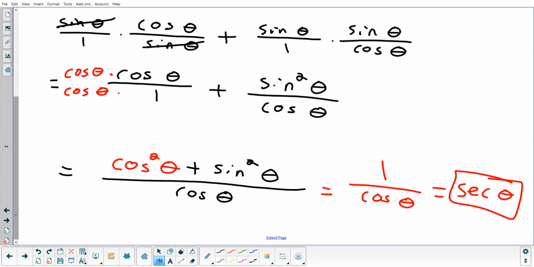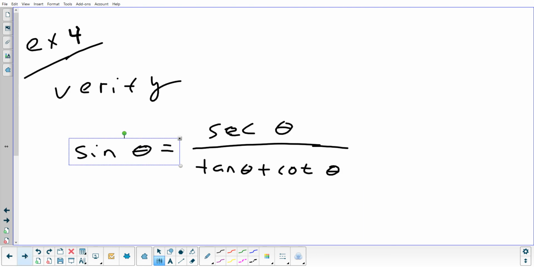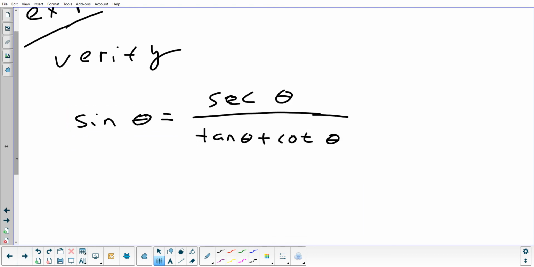And that one would be more of like a medium. First 2 problems, I would say those are easier. This is a little harder. Got some more steps in it. Let's look at this one. So this is our first verify. Okay, again, I like verify better because I know when I'm done.